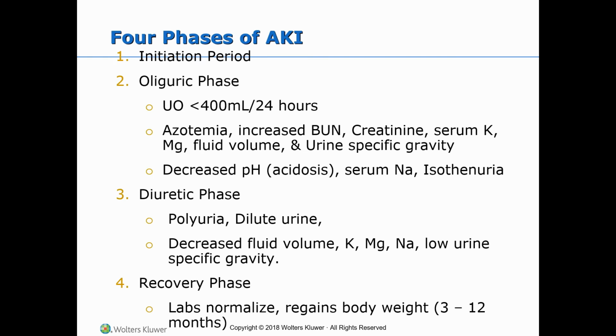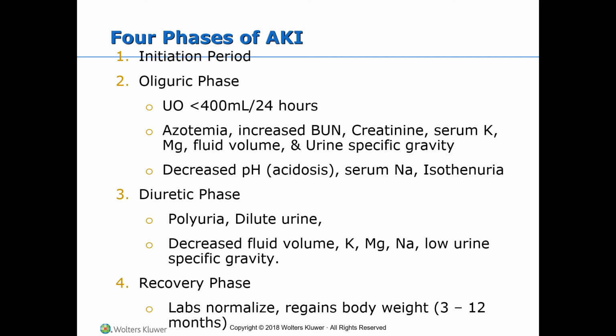There are 4 phases of AKI. The first is the initiation period. This phase begins with the initial insult to the kidney until the oliguric phase. During the oliguric phase, the urine output is less than 400 mL per 24 hours or 0.5 mL per kilogram per hour. The second phase is the oliguric phase.